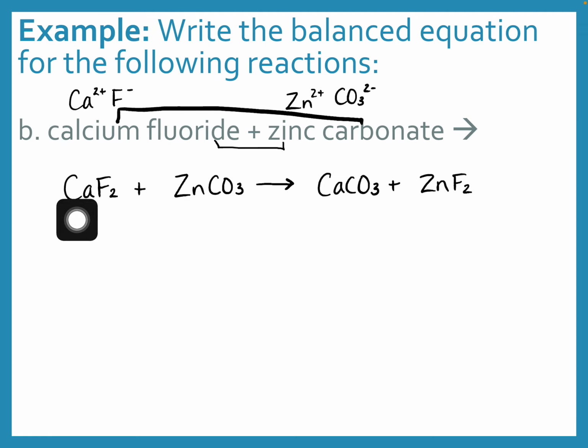As I look here, I have 1 calcium, 2 fluorine, 2 fluorine, 1 zinc, 1 zinc, 1 carbon, 1 carbon, 3 oxygen, 3 oxygen. So this is already balanced.